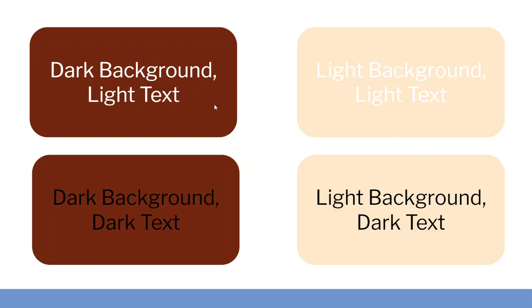Generally, if you have a dark background, you want to use a light text. If I have a dark brown and dark text, you can read this, but it takes a little bit more effort than this one, and we want to reduce that effort. If we have a light background, we want to have a dark text on top of it. Technically, we can read light text on a light background, but it's more difficult, and we want to make it as simple and easy as possible.